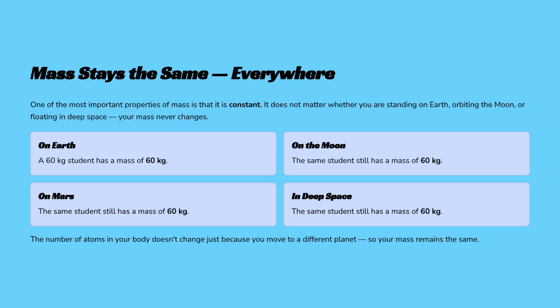Crucially, mass is constant. Your mass stays the same whether you are on Earth, the Moon, or in deep space, because the number of atoms in your body remains unchanged.